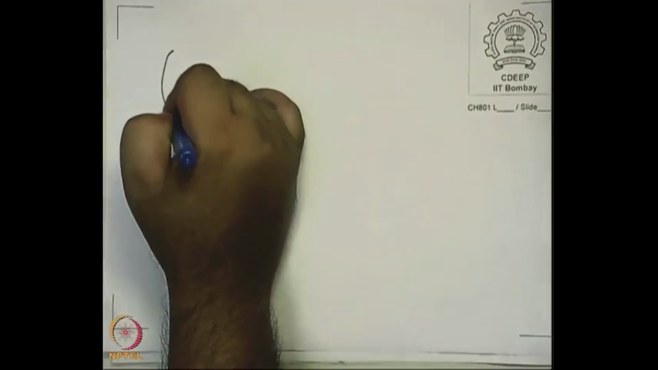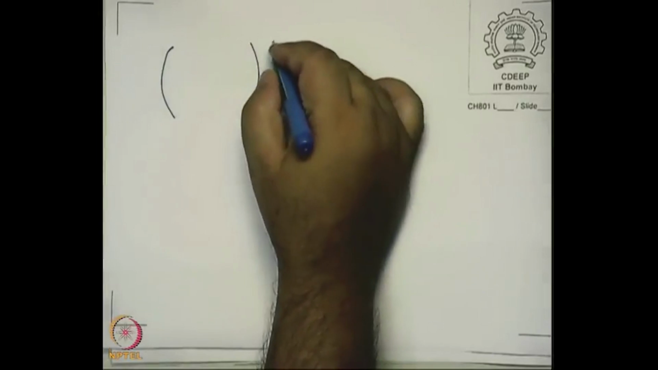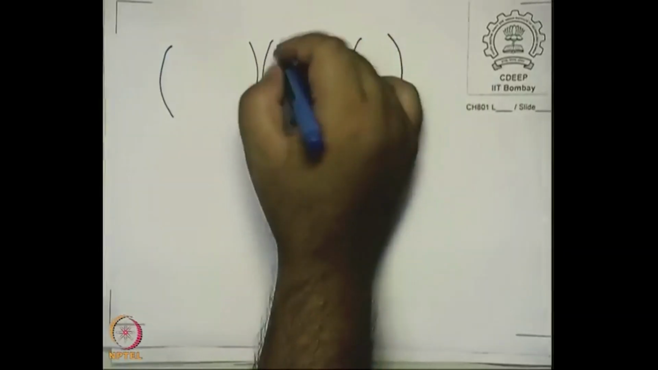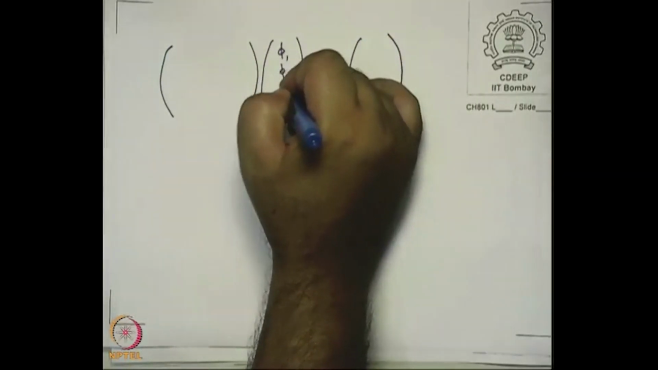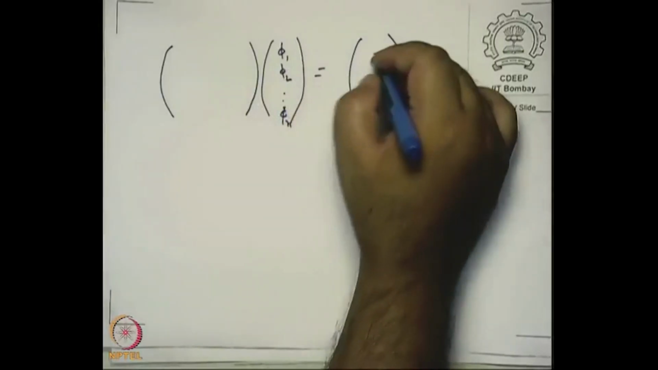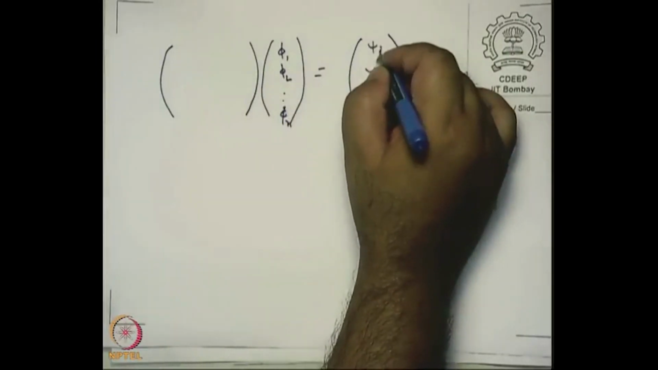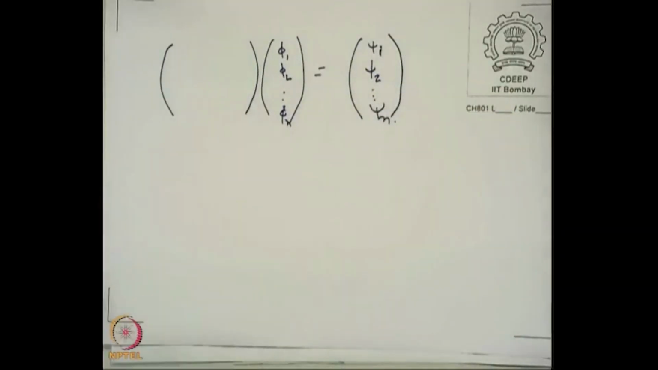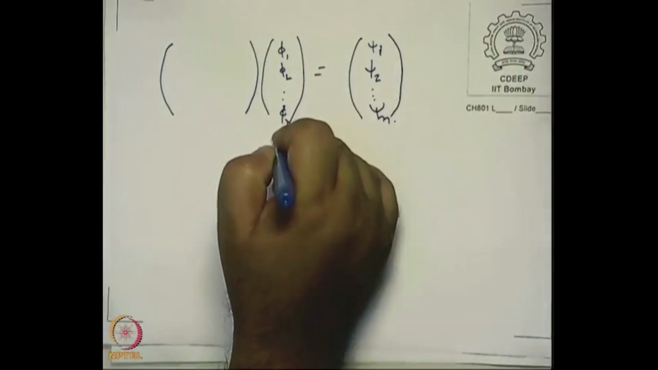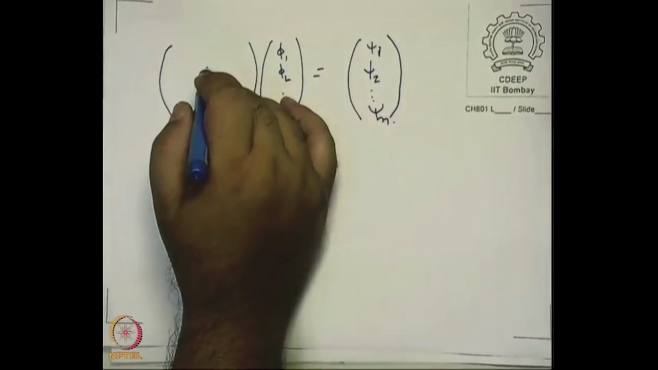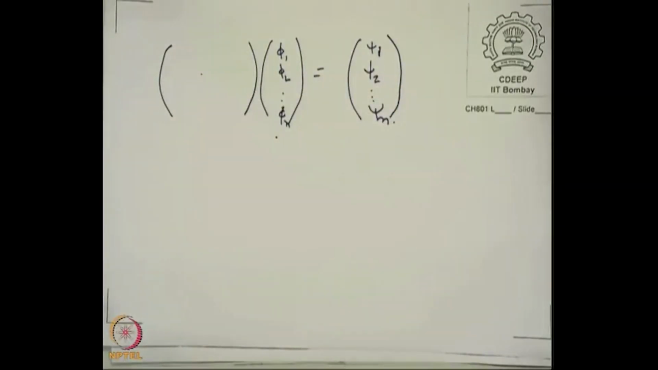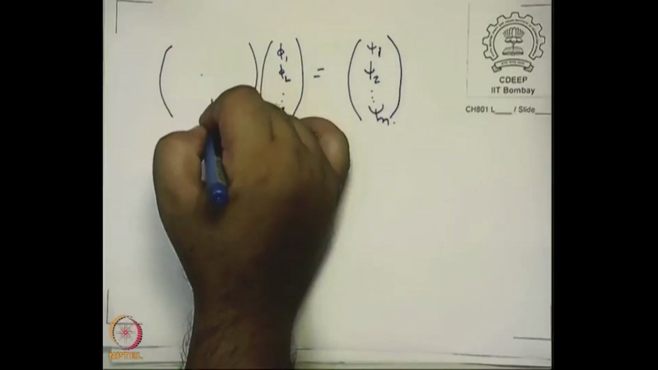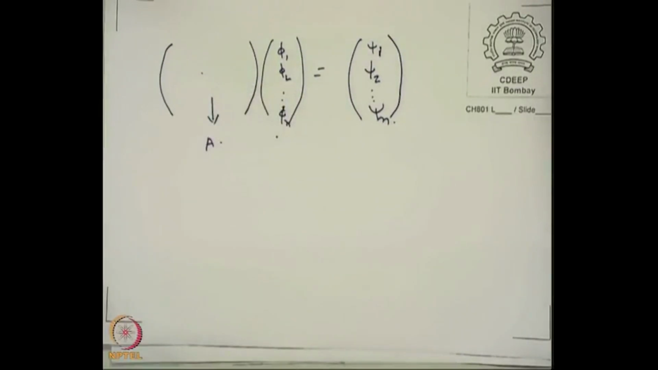Let me try to write a matrix equation. I will not write all the coefficients, of course, but this is what it is going to look like. Say phi 1, phi 2, and so on up to phi n is equal to a matrix times psi 1, psi 2, and so on up to psi n. Are you comfortable if I write like this? These are the atomic orbitals. This is a matrix containing all the coefficients, and on the right hand side I have this matrix containing all the molecular orbitals. Let me write this as, say, A. This matrix is A.